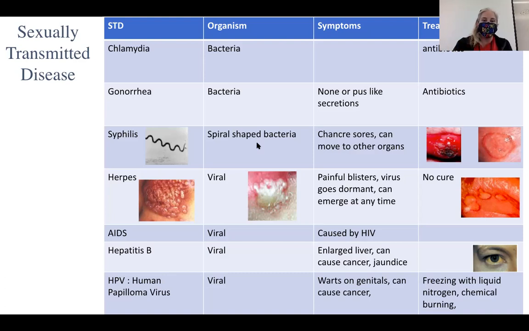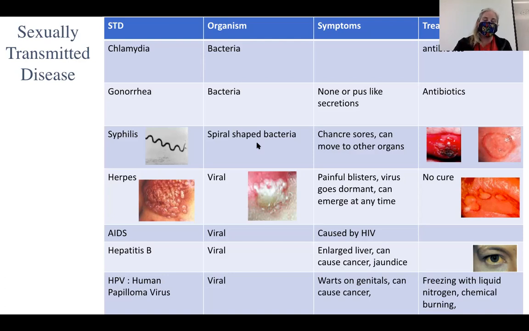Hepatitis B, if you've gone on international travel, you should all have your Hep B vaccine. It can cause jaundice, cancer, and an enlarged liver. It can be sexually transmitted, and it can be life threatening.